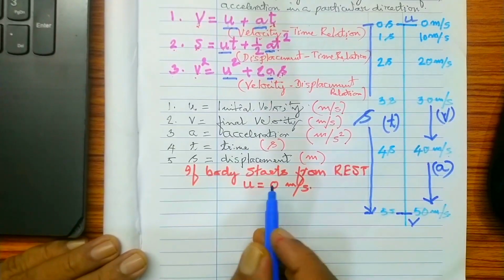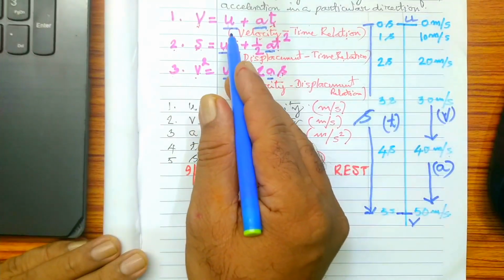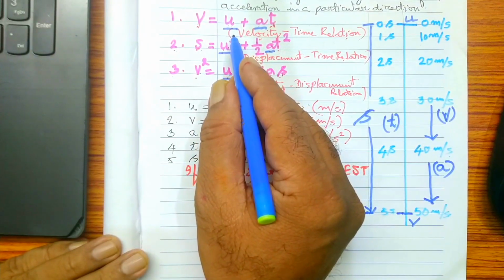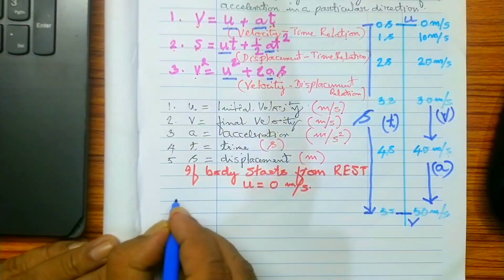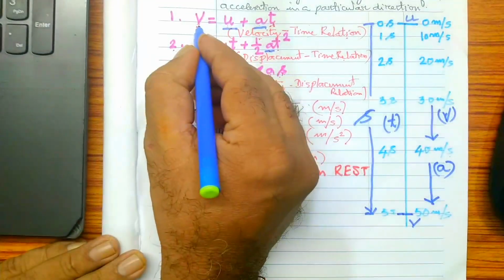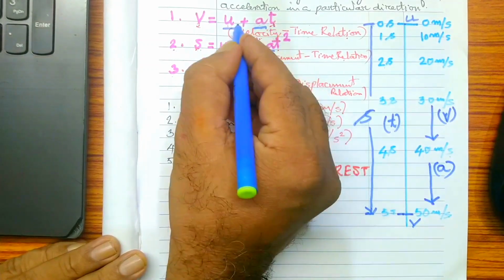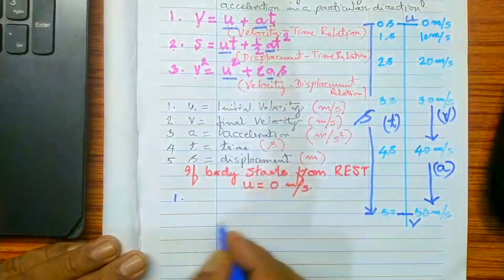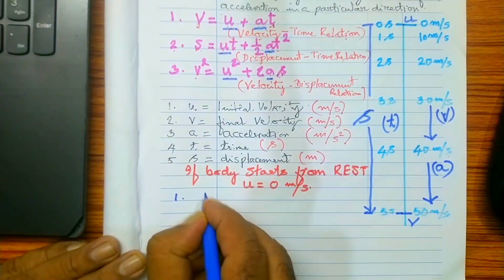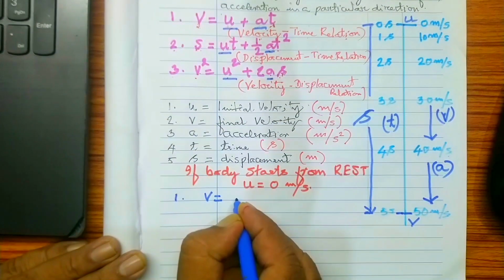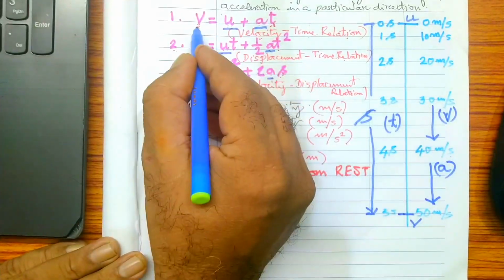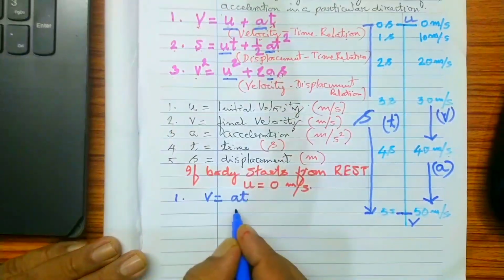Now, you are able to see the equations here. In these above equations, we have to substitute u is equal to 0. Then what happens to the first equation? Actually v is equal to u plus at. In this u has become 0, means u is to be removed. Then v will be equal to simply at. Just you see, make it 0, then v is equal to 0 plus at, it will become at.